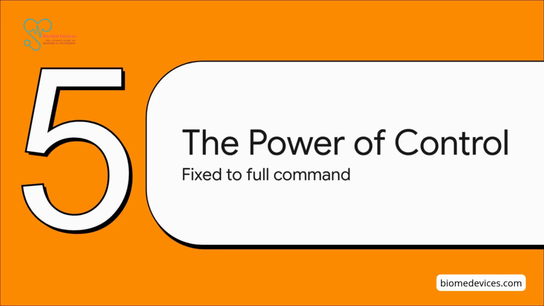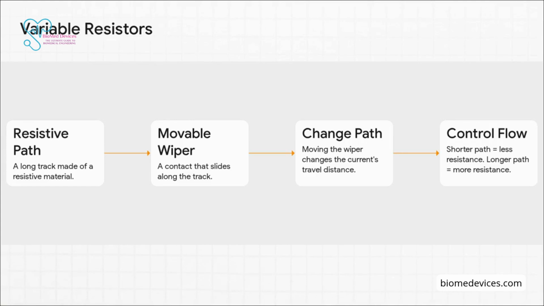A fixed resistor is great for setting one specific current. But what if we want to change that control on the fly? What if we want to put the user in direct command of the circuit? Well, that's the magic of a variable resistor, which you might know as a potentiometer.